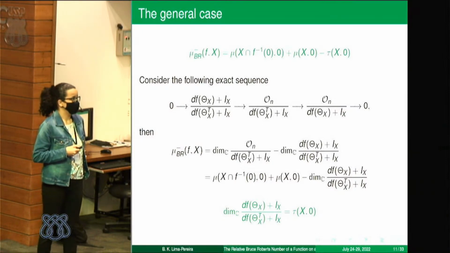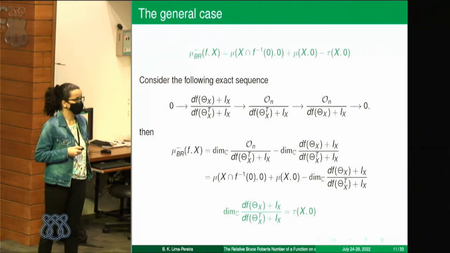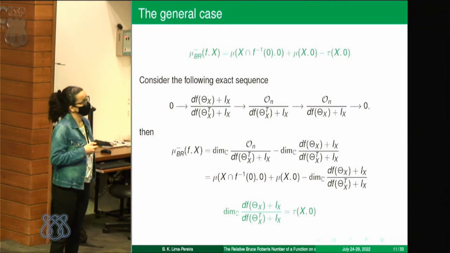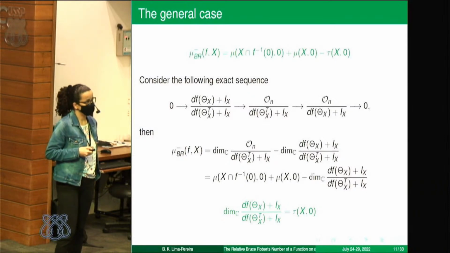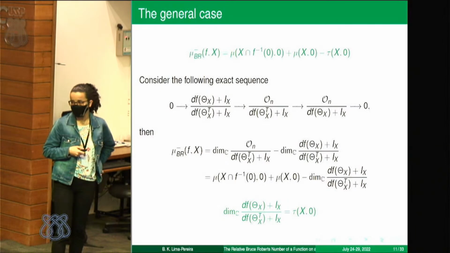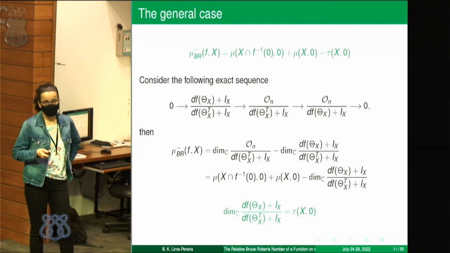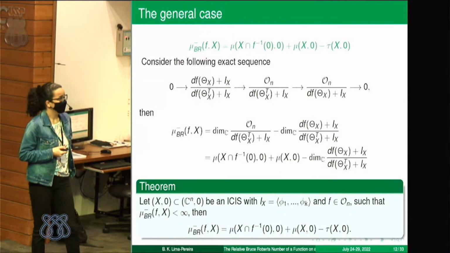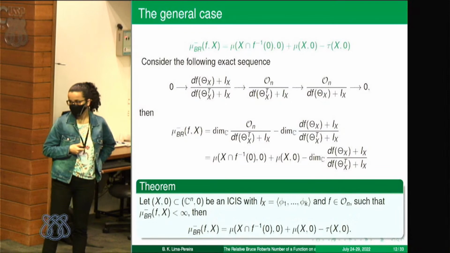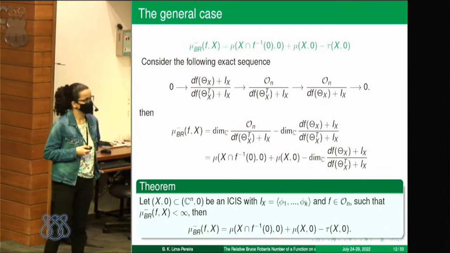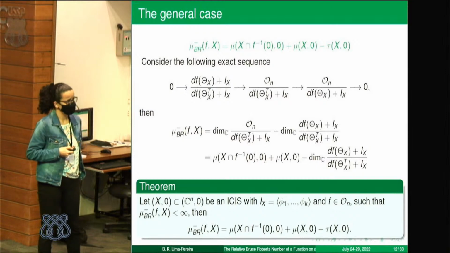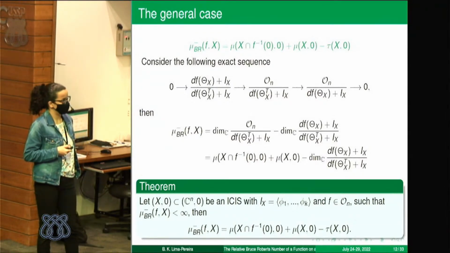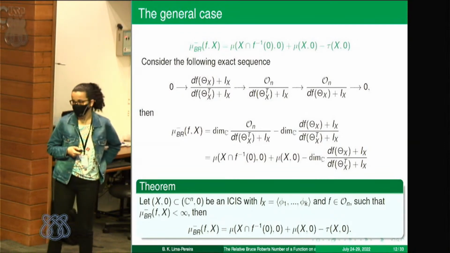By the Lê-Greuel formula, we know that this dimension is equal to this sum. So to conclude this equality, we need to prove that this dimension is equal to the Tjurina number of X. We know this equality when X is an isolated hypersurface singularity. Now we extend this equality considering X any ICIS, and we conclude this theorem. So when X is an ICIS determined by these function germs, and F is a function germ such that this number is finite, we have this relation for the relative Bruce-Roberts number.